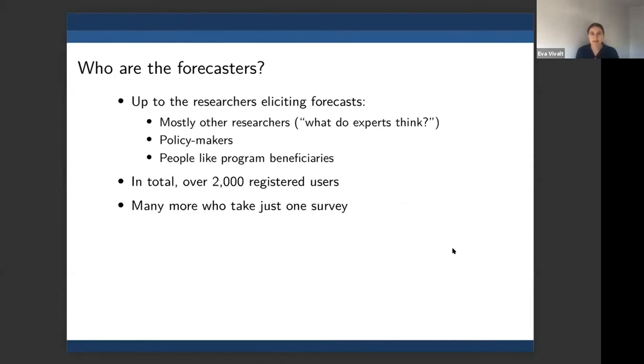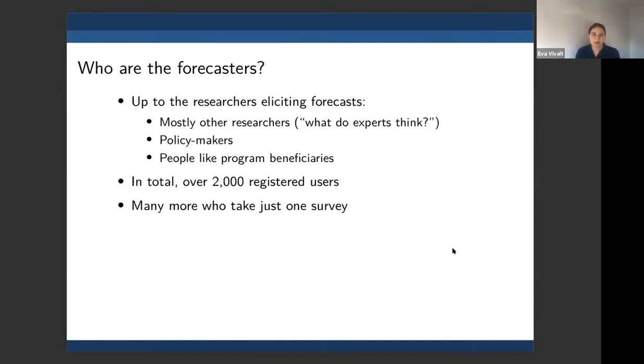Who are the forecasters? Well, we leave that open to the researchers using the platform. So oftentimes people will want forecasts from other researchers to see what the discipline thinks of a certain issue. But sometimes they can be policymakers. I work with Aidan Koval, we've surveyed policymakers. Many others have as well. And sometimes you may want to get forecasts from people like your program beneficiaries, see what they think, see if they can predict what's going to happen. Not necessarily people in your treatment group or your control group for your study, but people like them at least. You can certainly do that.